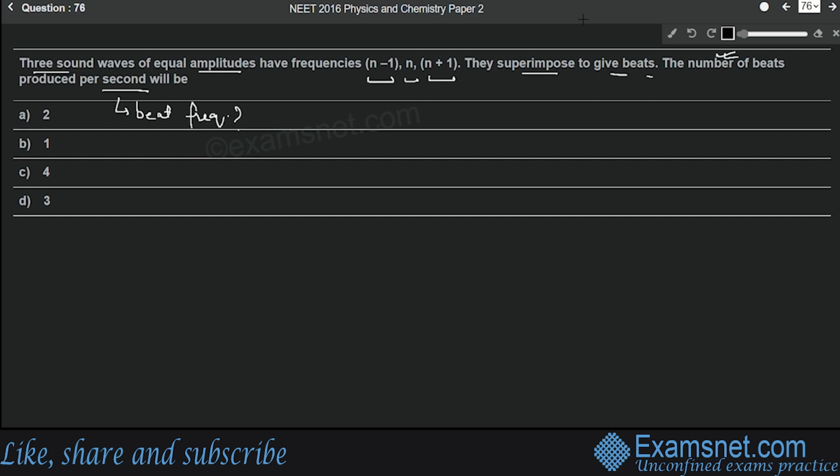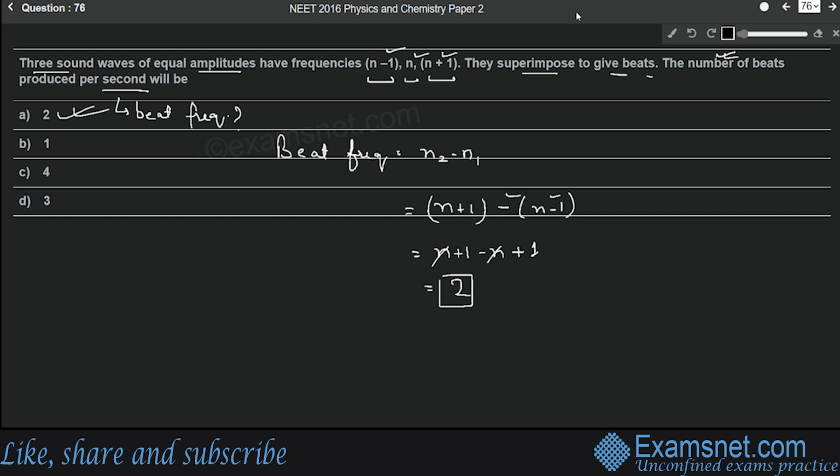So we have to find the beat frequency. Now, what is the formula for beat frequency? Beat frequency is equal to n2 minus n1. These are for two frequencies, but here you can see there are three frequencies. So for that we have to take the maximum and minimum values. So the maximum value, that means n plus 1, minus the minimum value, that means n minus 1. If we solve it, n plus 1 minus n plus 1. Minus minus will become plus. So plus n and minus n cancelled. 1 plus 1, that is 2. This is the beat frequency, that means the number of beats produced per second. That means option A will be the correct answer.